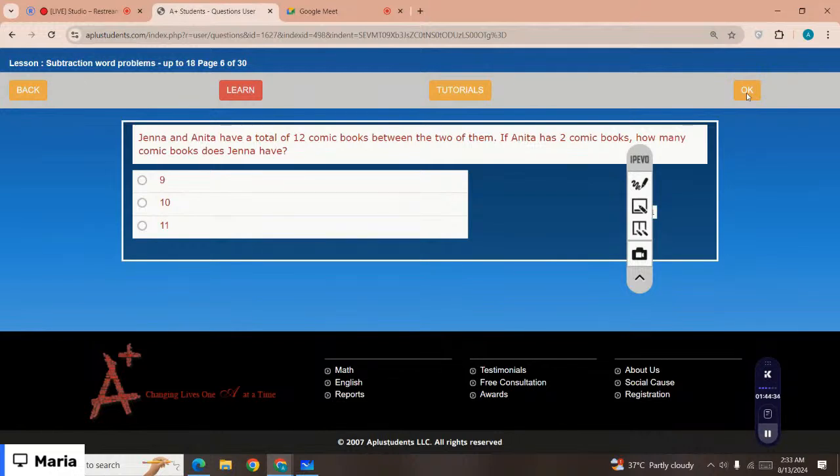Jenna and Anita have a total of 12 comic books between the two of them. If Anita has two comic books, how many comic books does Jenna have? So which is the correct option?